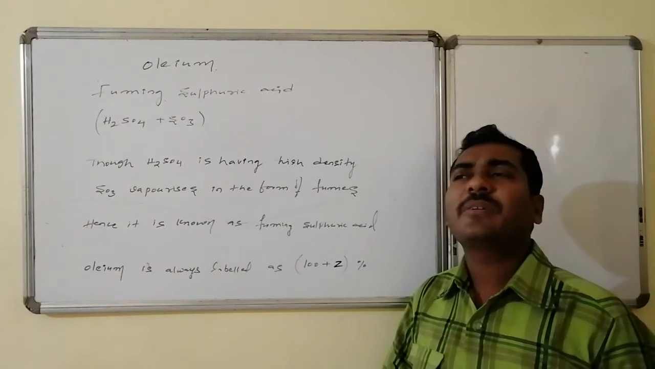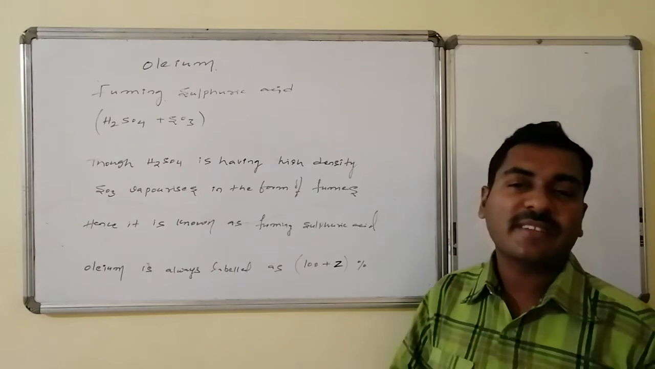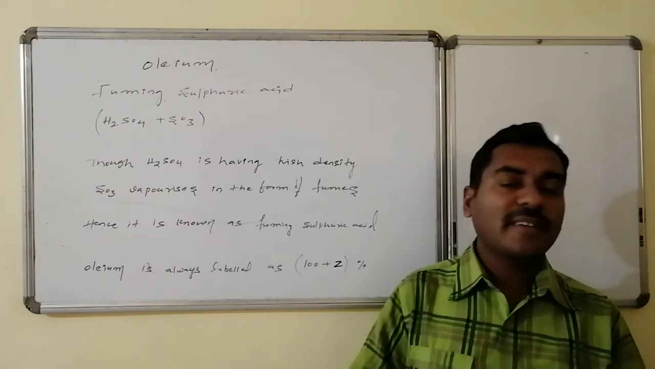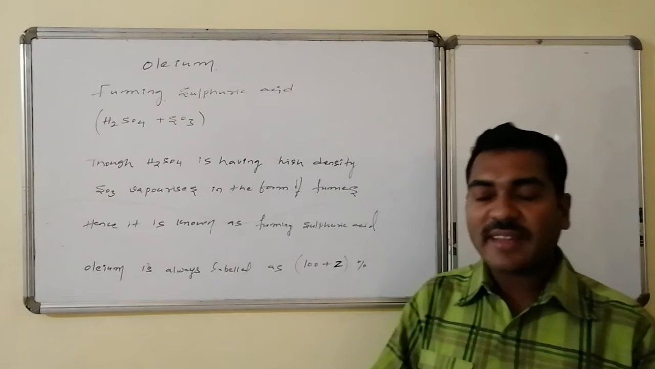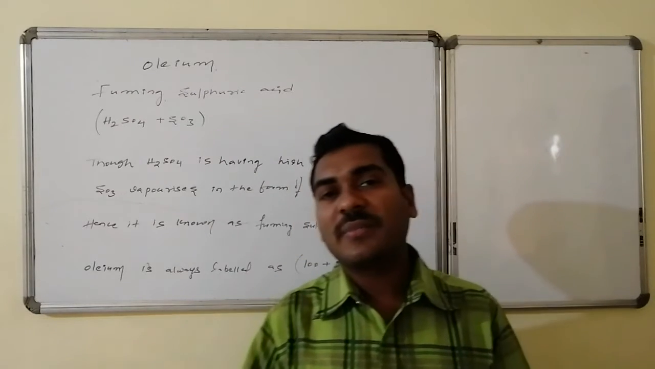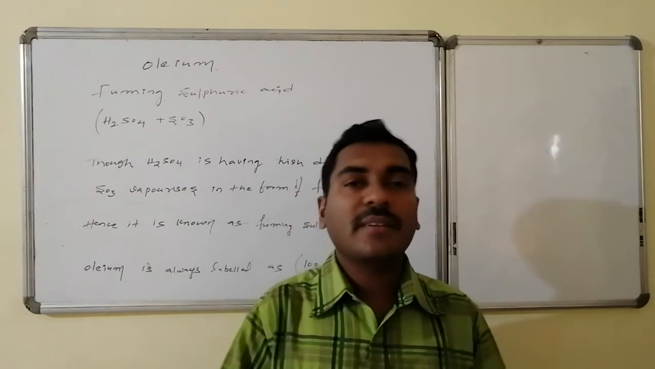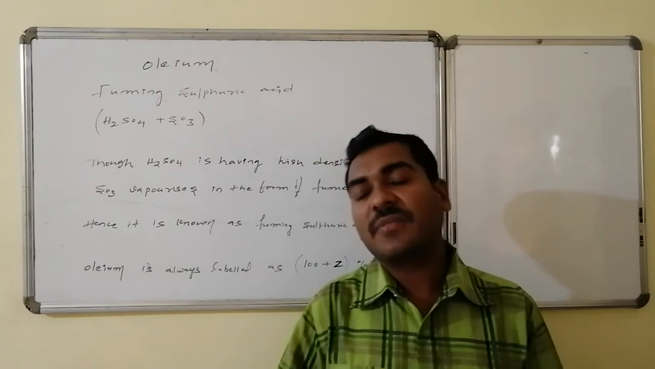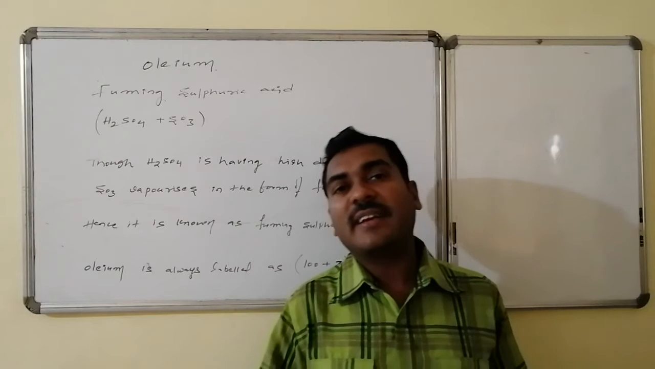Oleum is always labeled as 100 plus some Z percentage. What is the meaning of this? How do we calculate the exact amount of sulfuric acid present in the oleum and the amount of sulfur trioxide present in the oleum? How is Z related to the free sulfur trioxide quantity? Let us have a discussion.